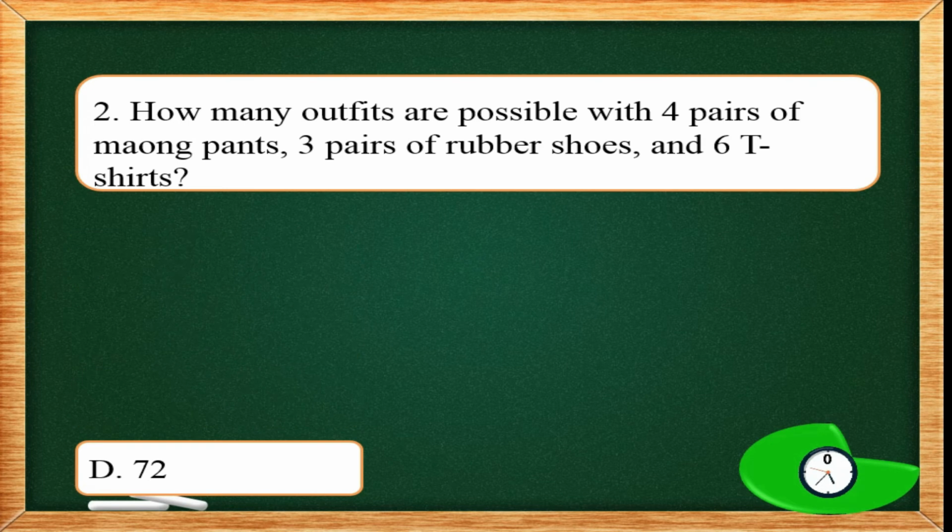Answer is 72. That's 4 times 3 times 6, which is equal to 72. Next.